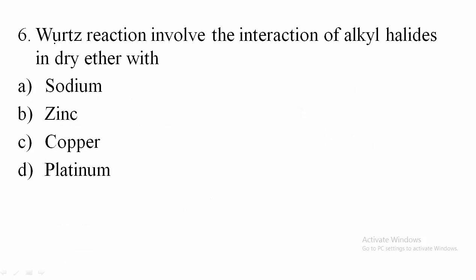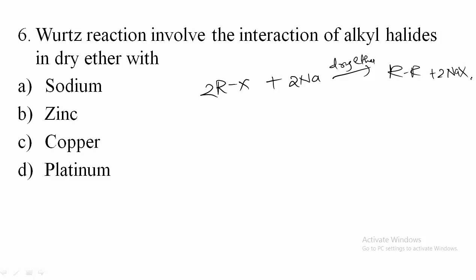Sixth one, Wurtz reaction involves the interaction of alkyl halides in dry ether with, as you already know, the Wurtz synthesis. So RX in the presence of sodium in a dry ether medium, we will get R-R along with 2NaX. So sodium is the reagent here, and therefore option A will be the right one. If you remember at least the named reactions, then you can easily answer such questions.